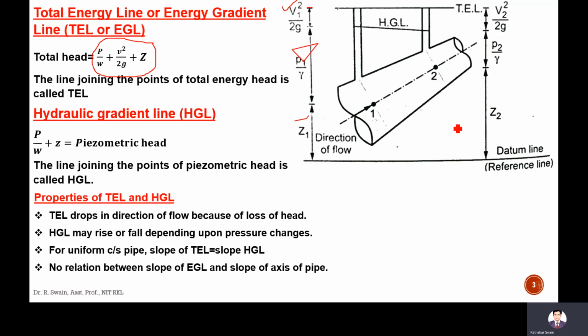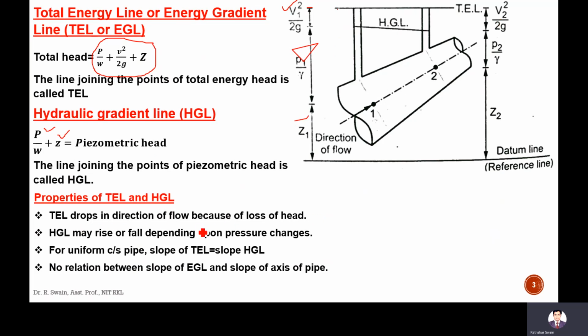Next is the hydraulic gradient line. The hydraulic gradient line excludes the kinetic head from TL. It is the line joining the points of piezometric head, that is pressure head plus datum head. So HL is TL minus V square by 2g, which means it excludes the kinetic head. These are the properties of TL and HL.